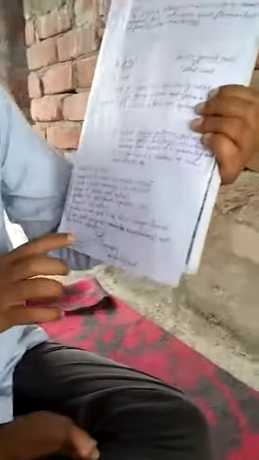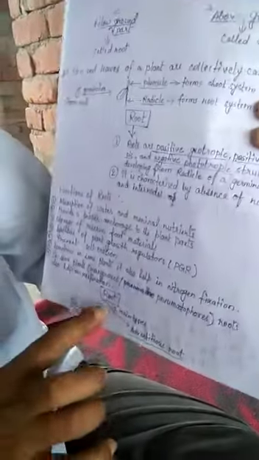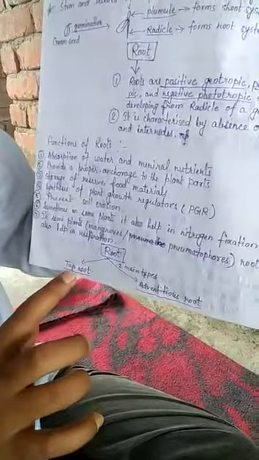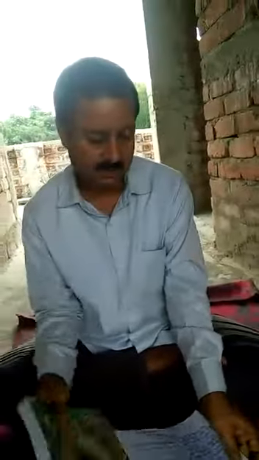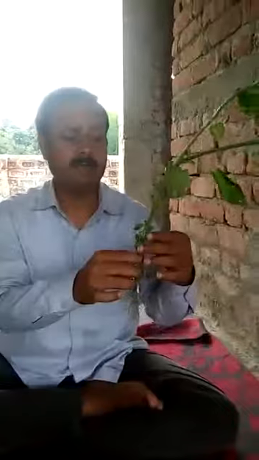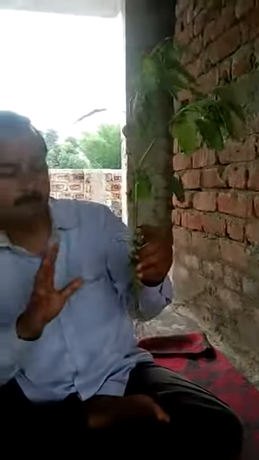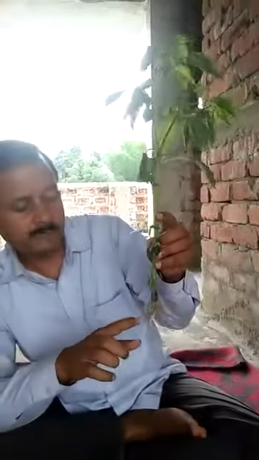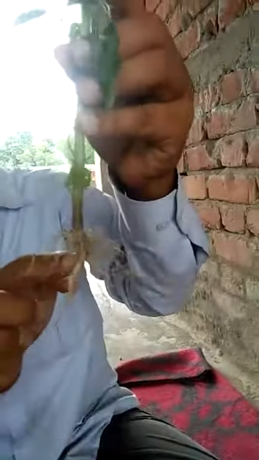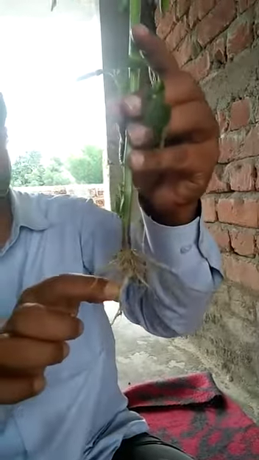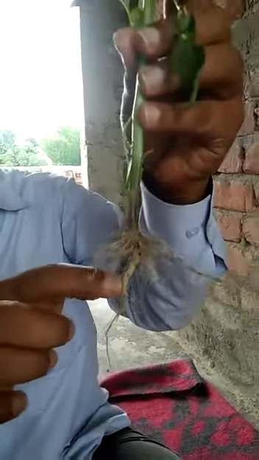Second, there are two main types of roots. One is called tap root, another one is called adventitious root. Let us discuss with this plant. In this type of plant, whatever may be the plant, this is a dicot plant, different roots are there. This is the most prominent root. This is called primary root. Its thickness is much more as compared to any other.